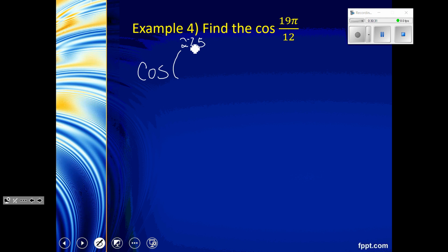Anybody have a preference of which numbers I use? 240. Why would I not want to use 15? What's wrong with 15? It's not on here. You've got to use numbers that are on your unit circle, okay? Because there's lots of things that add to be 285, but they've got to be points that are on your unit circle. So I'm going to use, I heard 240 and 45 first, so that's what I'm going to use, okay?